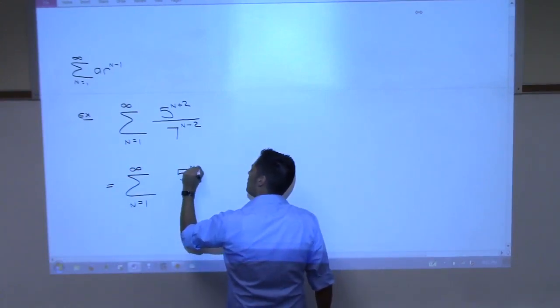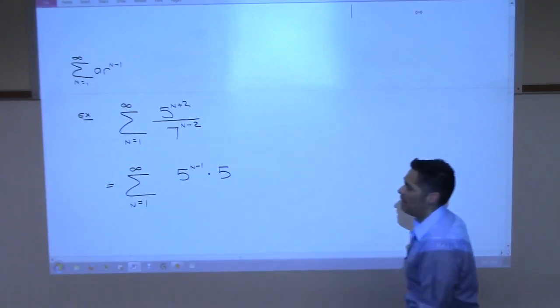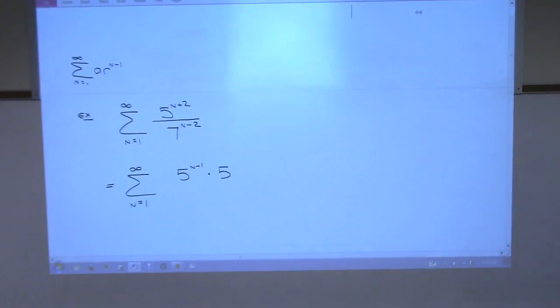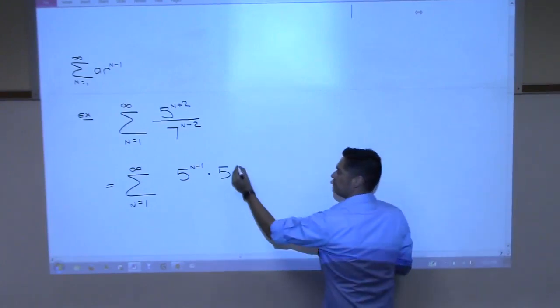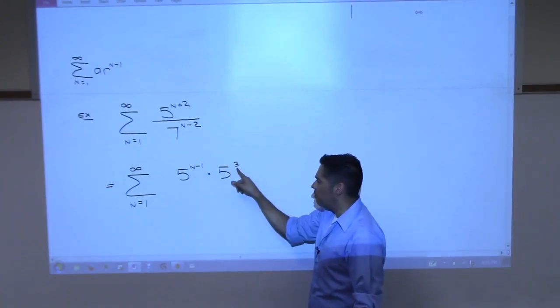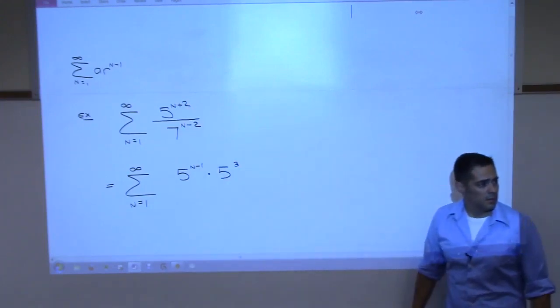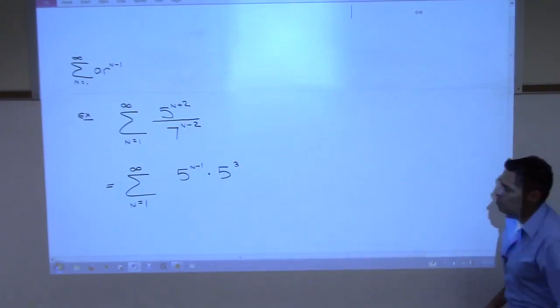If this is 5 to the n minus 1 times 5, what would the power on that 5 have to be to give me back 5 to the n plus 2? 3, right? Cubed? Because if I take n minus 1 and I add 3, I would get n plus 2. Make sense? Next one.